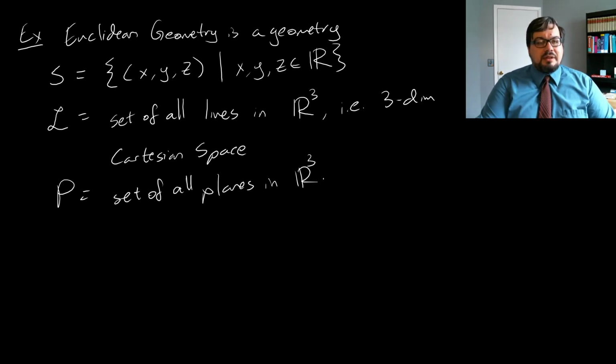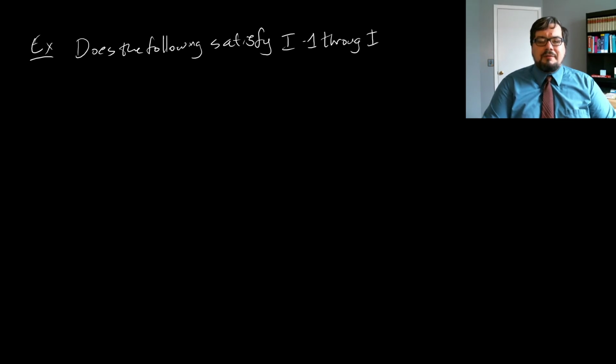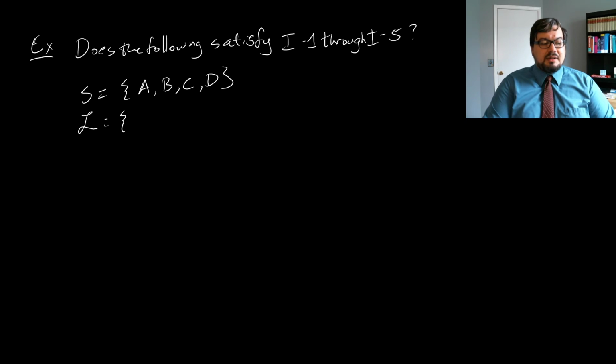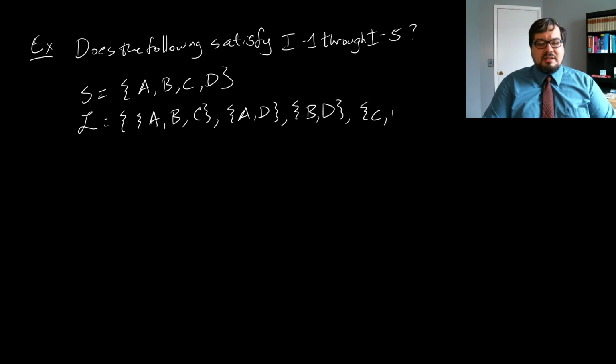So let's look at one more example. Let's say, does the following satisfy I1 through I5? In other words, is it a geometry? So we can look at the set of points A, B, C, D, and we can look at the lines. One of our lines is going to be A, B, C, A, D, B, D, C, D. So there are 4 lines in this example.